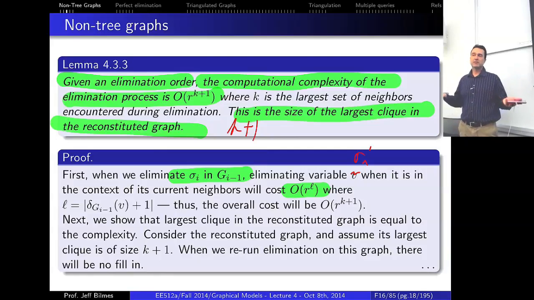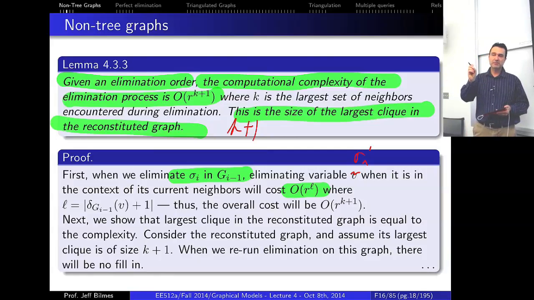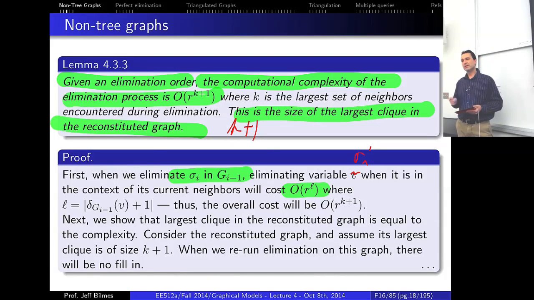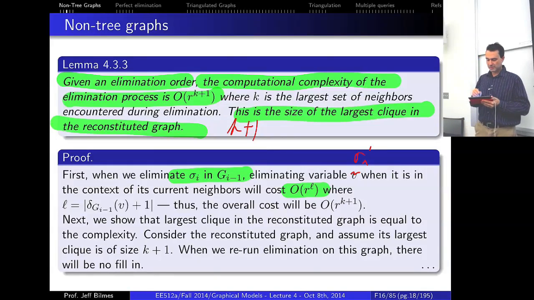We get that from the mathematical expression of eliminating. When we sum out variables, it's the variable that we're eliminating plus all of its neighbors. Those are all of the variables involved in any of the factors that are coupling together with that vertex we're eliminating. And so the overall cost will be the max over all of those things, which is just r to the k plus 1.